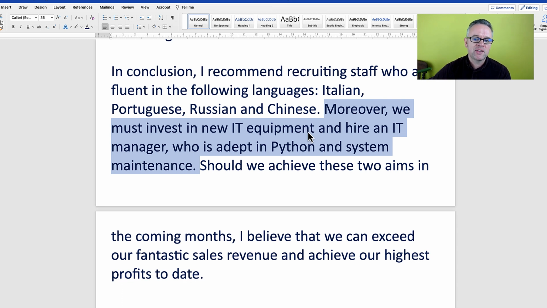Moreover, we must invest in new IT equipment and hire an IT manager who is adept in Python and system maintenance. Now, I know zero about Python. I only know that it's a computer programming language, but I've put it in there. Okay, it's the kind of thing that I imagine an IT manager would need to know about. So again, use your imagination.